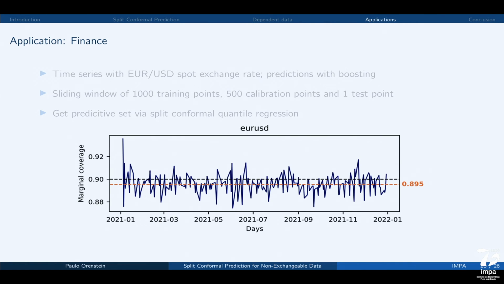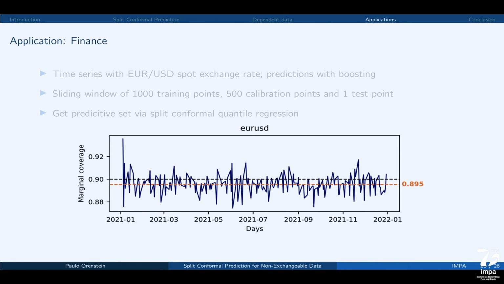So the x-axis here are the days in 2021. The y-axis is the marginal coverage, and this is the time series for the euro to dollar exchange rate. So what you see is, we're targeting the 90% level. Well, it's not 90%. It usually undercovers, right? It's usually below. But it's not that far below, right? So this is 0.88. So that's pretty good. And in fact, if you look at the average over the entire year, we were targeting 0.9 and we got 0.895. That's good. I'm comfortable with this.